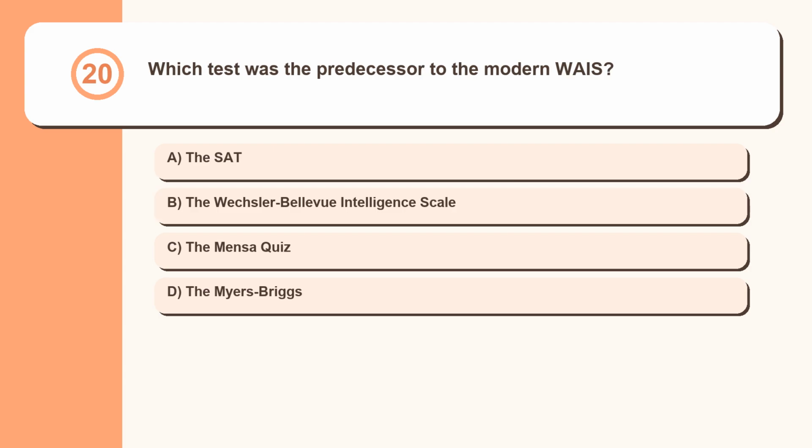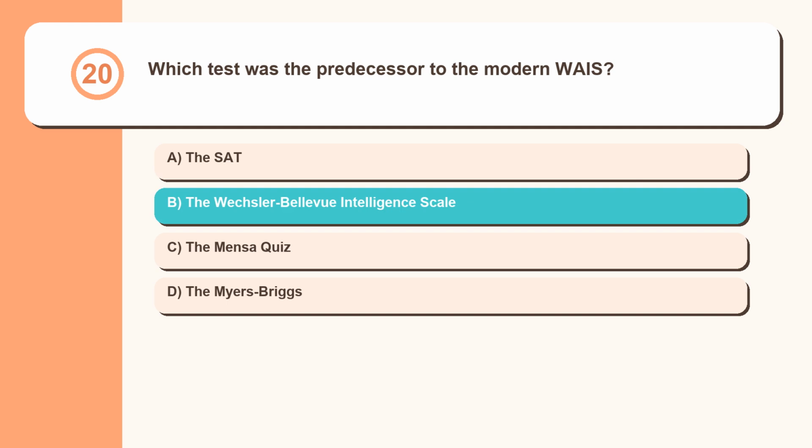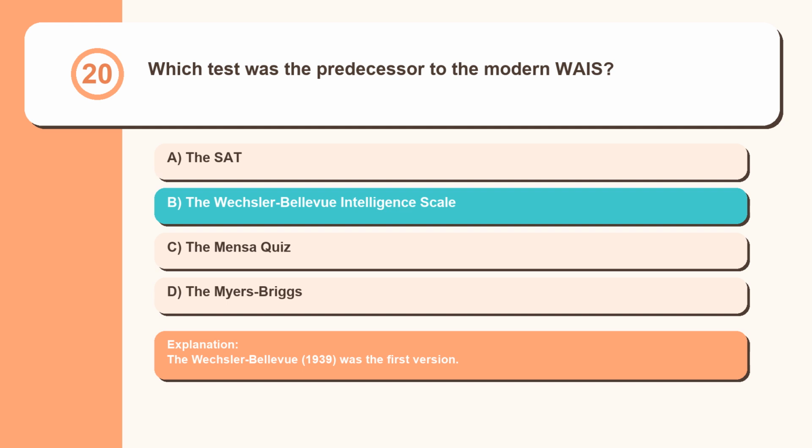Question 20. Which test was the predecessor to the modern WAIS? The SAT, the Wechsler Intelligence Scale, the MENSA quiz, the Myers-Briggs. The Wechsler 1939 was the first version.